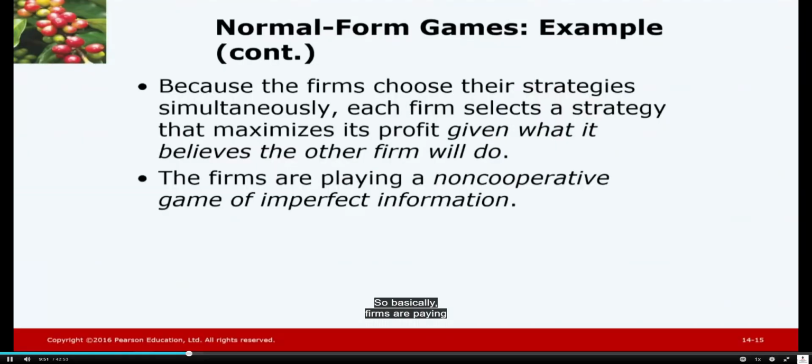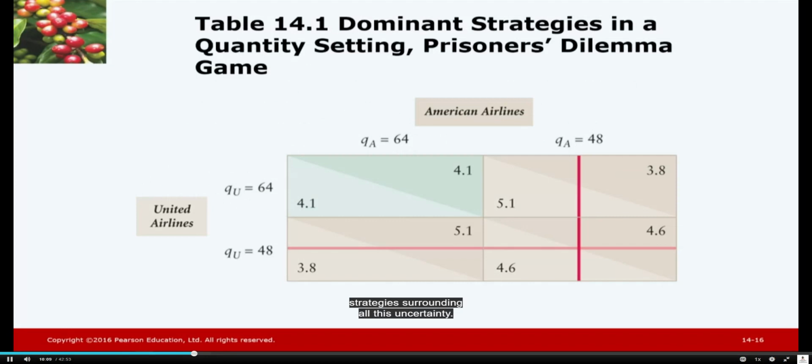So basically, firms are playing a non-cooperative game of imperfect information. They're not cooperating. They're not forming a cartel. The advantage of that would be it would take away this uncertainty, this need for developing strategies surrounding all this uncertainty. So we're going to look at the following table to understand how this works and how you interpret it.